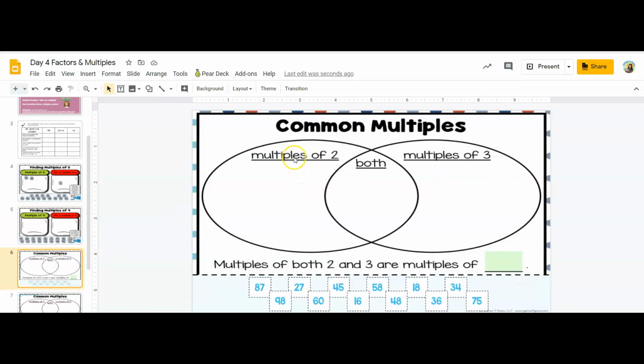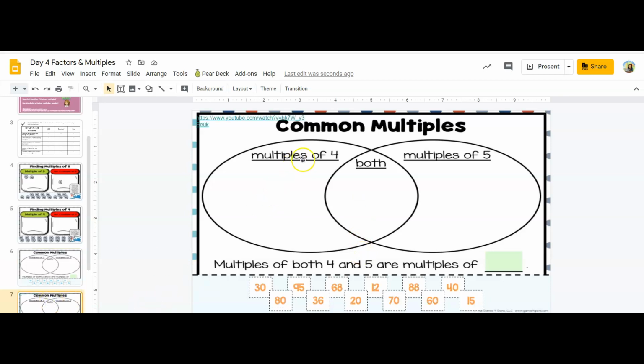Common multiples. Common multiples of 2, common multiples of 3. So think about your 2s. What times 2 equals any of these numbers? Remember, multiples of 2 end in even numbers. Multiples of 3, you add the digits up and divide by 3. And if they divide by 3, then they are a multiple of 3. Do they both share a multiple? That's a hard one to decide, but take your time and I'll bet you'll find a few.